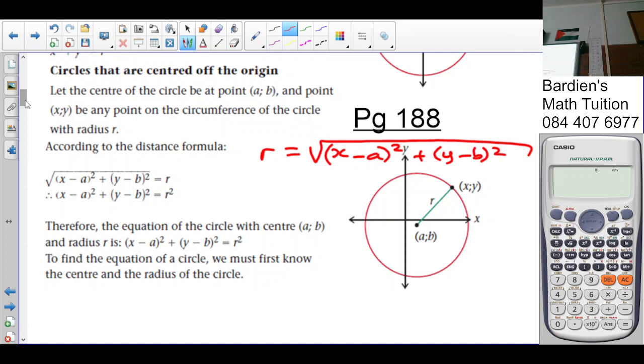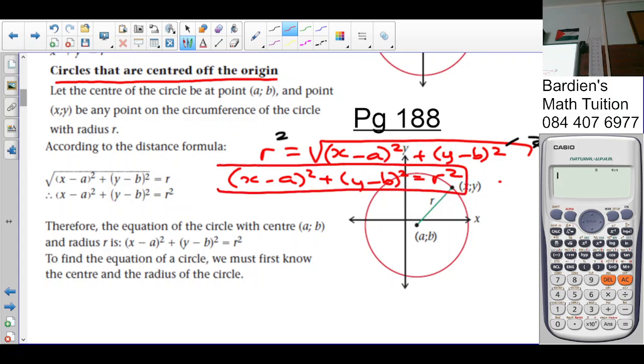Okay? To get rid of the square root, I square both sides. So in other words, the equation of the circle centered off the origin will follow the formula (x minus a) squared plus (y minus b) squared is equal to r squared. So circles that are centered off the origin follow that formula.